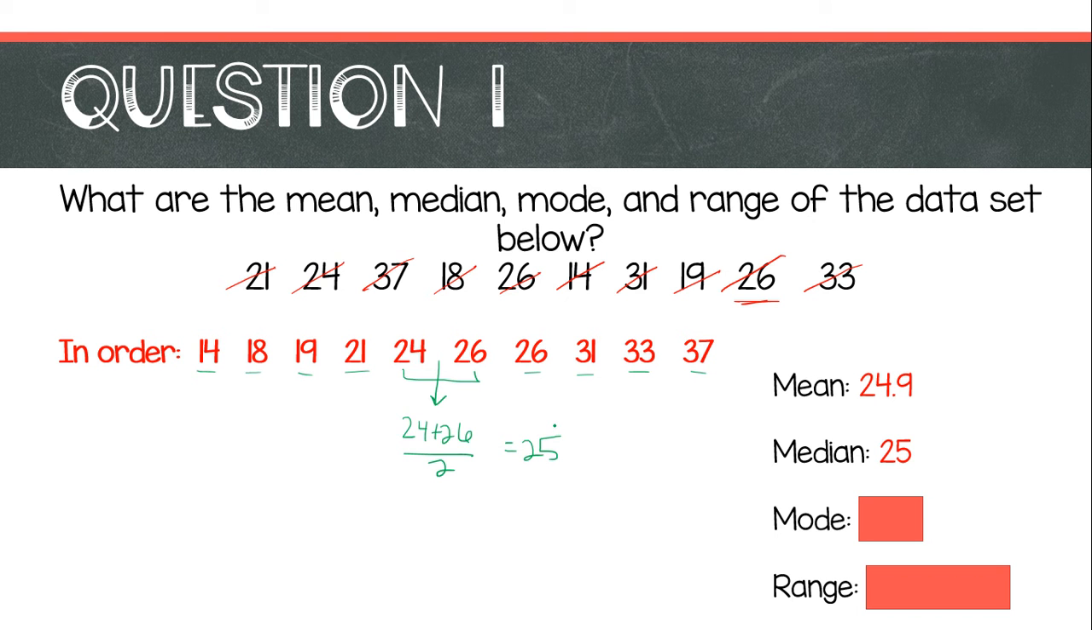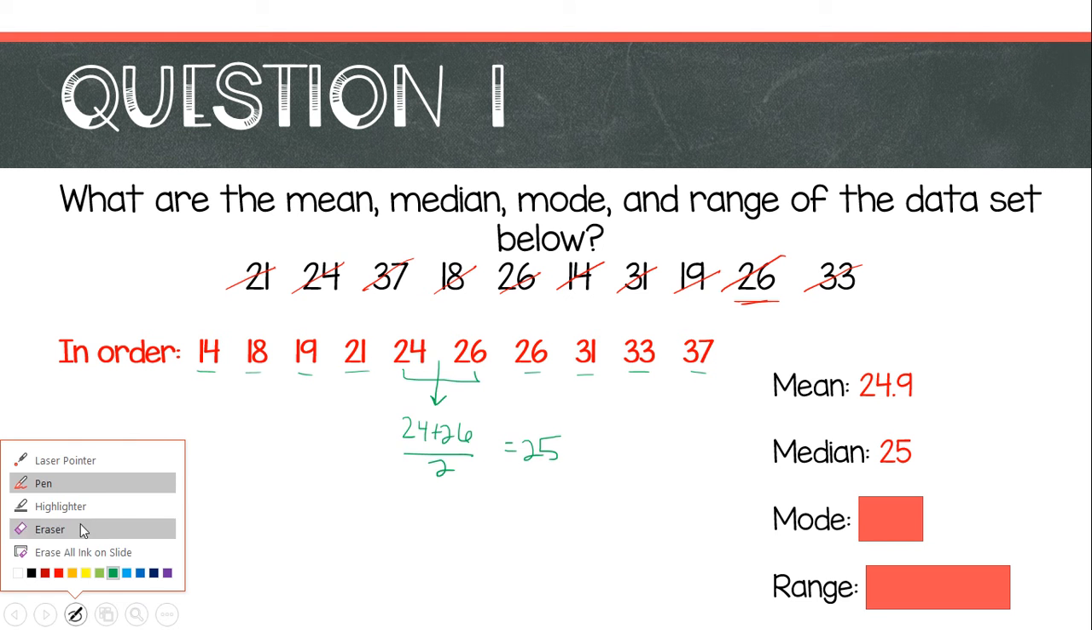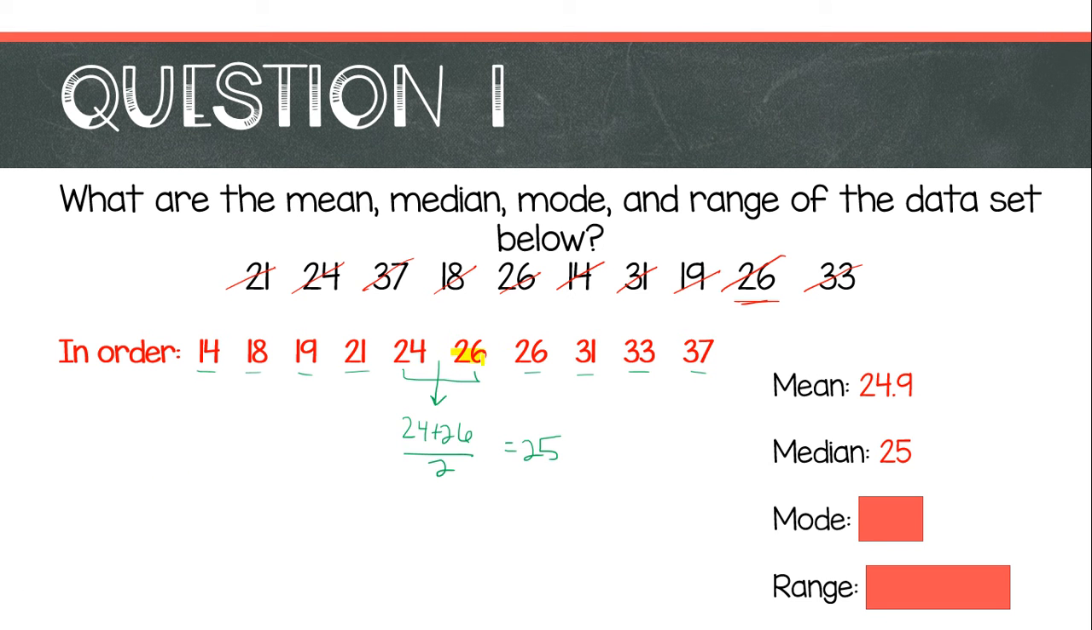Now the mode, this is the number that appears the most often. So we can just go down that list, and since I have everything in order, it's pretty easy to work with here. I've got two 26s, so I can see here clearly that 26 is going to be the mode because that's the number that appears the most.